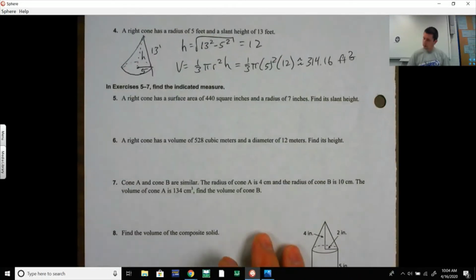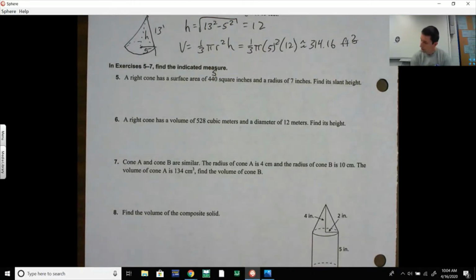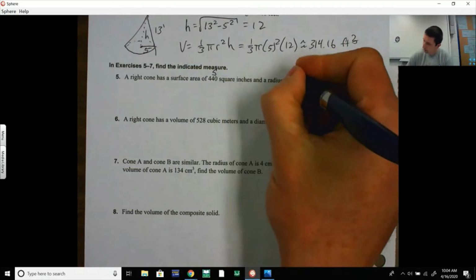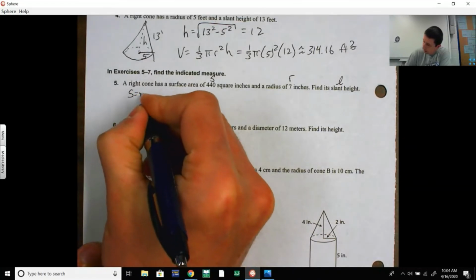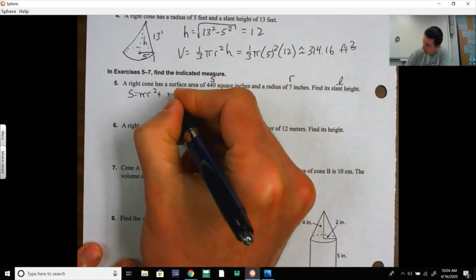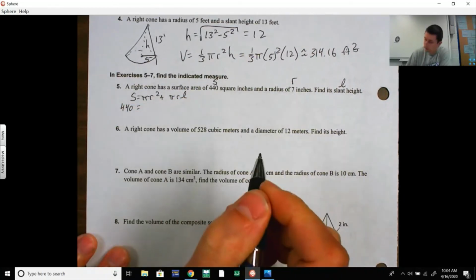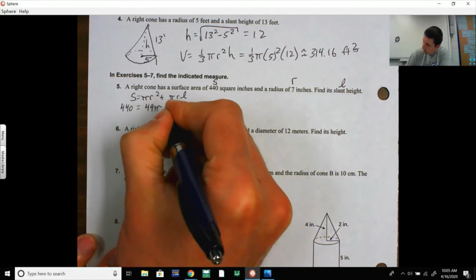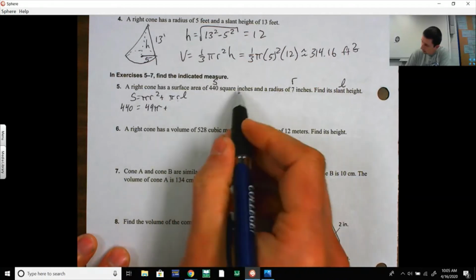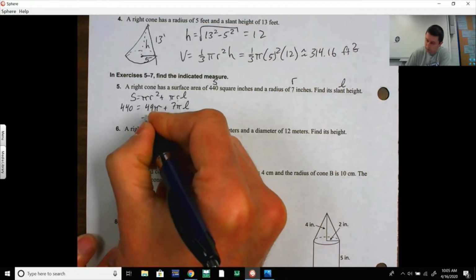Okay, find the indicated measure. A right cone has a surface area of 440, so that's our S, square inches, and a radius of 7 inches, r. Find the slant height, which is l. So S equals pi r squared plus pi r l. So 440 equals pi r squared, r is 7, so that's 49 pi plus pi r l, so again 7 pi times l. So first thing we're going to do is subtract this 49 pi.